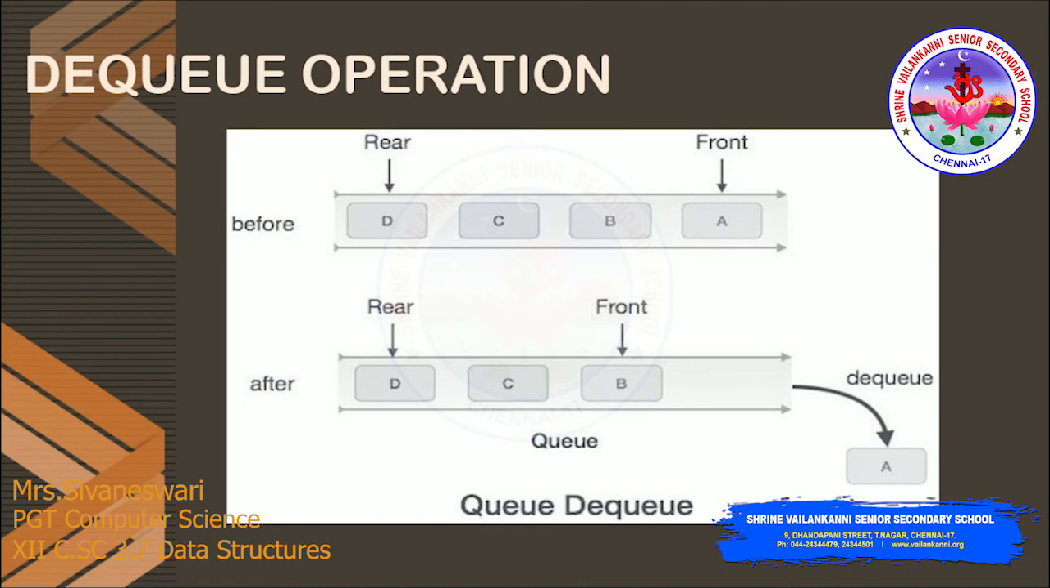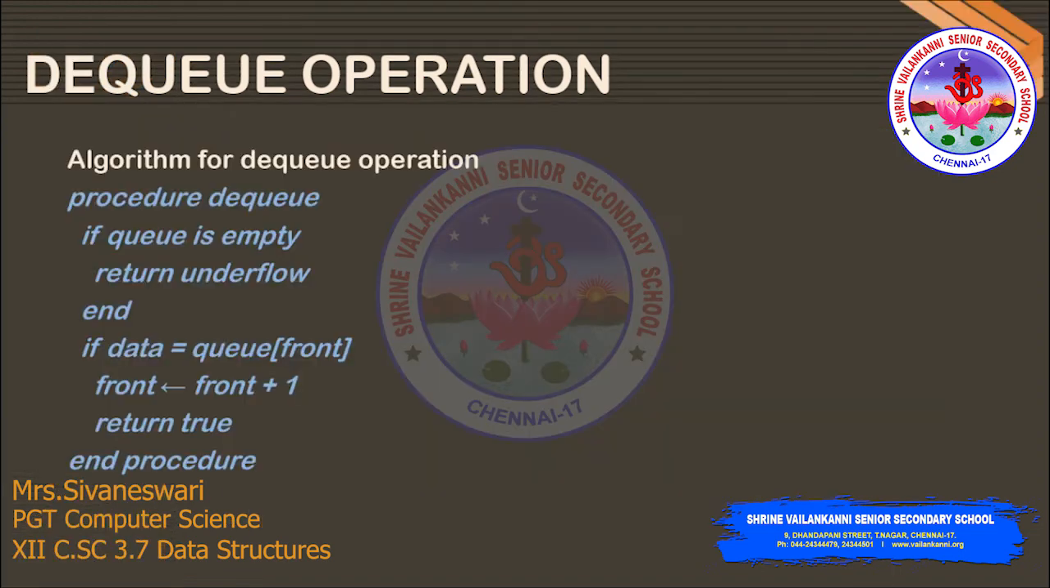Here, before dequeuing, we have A, B, C, D. Rear is pointing to D and front is pointing to A. The element to be dequeued is A. Front is moved one position ahead, that is, front points to B and A is dequeued. This is how dequeue works. If queue is empty, return underflow, end. If data equals queue of front, front is incremented: front equals front plus 1, return true, end procedure.